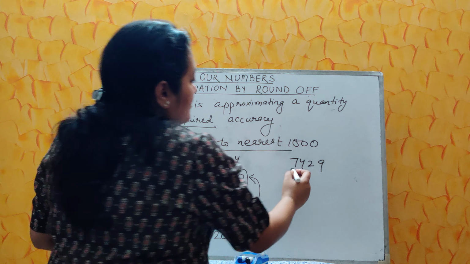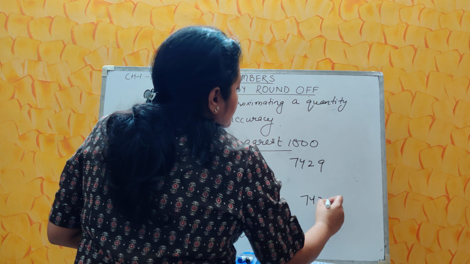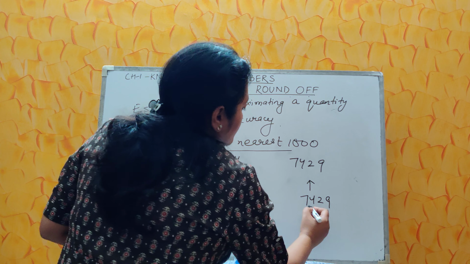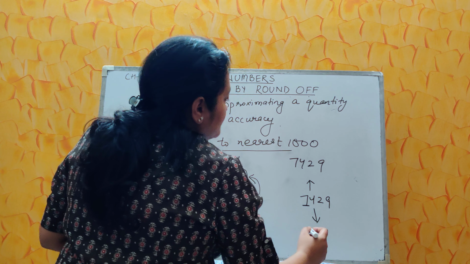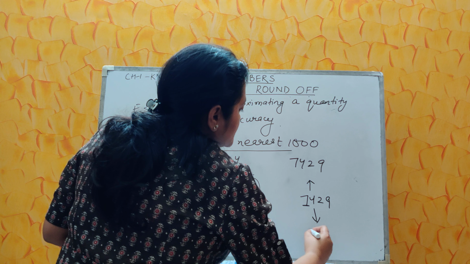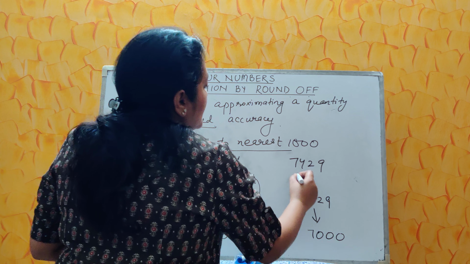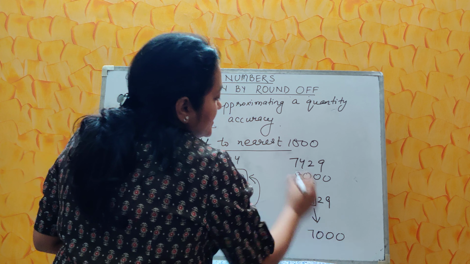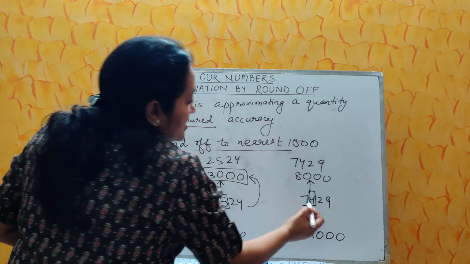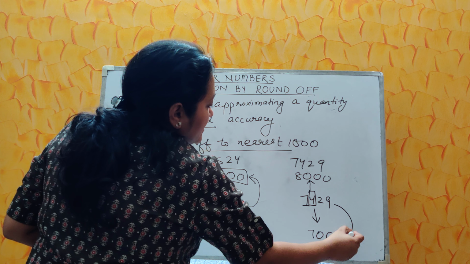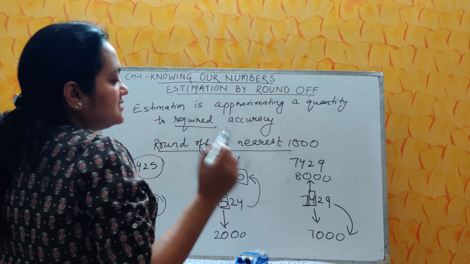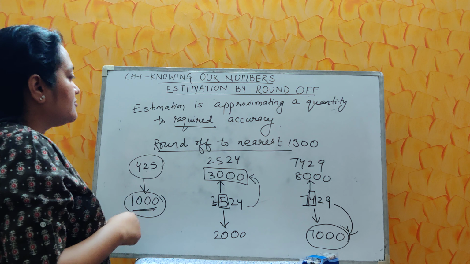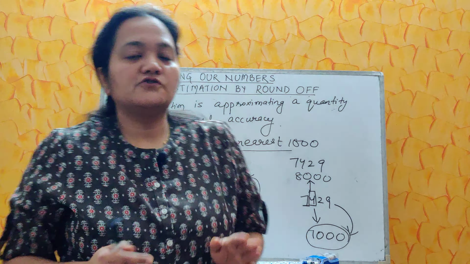Okay. What about this number 7429? Can you guess the answer? Let's see. This is the thousands place. What are the two multiples of 1000 between which this number lies? It's 7000 and 8000. You have to look at the number just right of the 7. It's 4, so it will be rounded down to 7000. Like this you have to do all the problems where you have to round off to the given number.